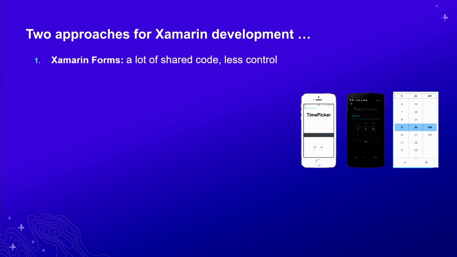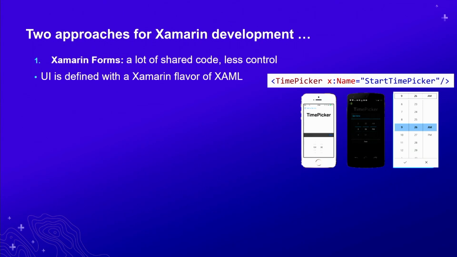So as I discussed earlier, there are two major approaches to developing for Xamarin. The first is Xamarin Forms, which allows you to share the same UI layout code and application logic across all of the platforms you're targeting. So you write your application UI once, in the Xamarin flavor of XAML, which is very similar to what you've experienced on WPF or UWP if you've done apps for desktop Windows, with the same pattern of you declare elements in your XAML, and then you can wire them up in code behind or use binding if you're following the model view, view model pattern, which we highly recommend.